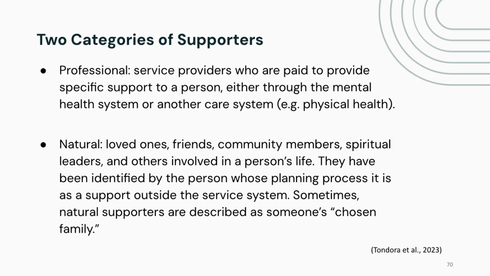The second is natural supporters, the people in someone's everyday life. These are loved ones, friends, community members, spiritual leaders, and others that are involved in a person's life. They've been identified by the person whose planning process it is as a natural support outside the system. Sometimes natural supporters are described as someone's chosen family.